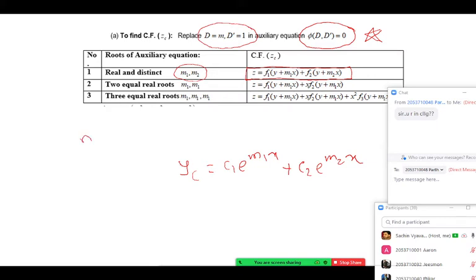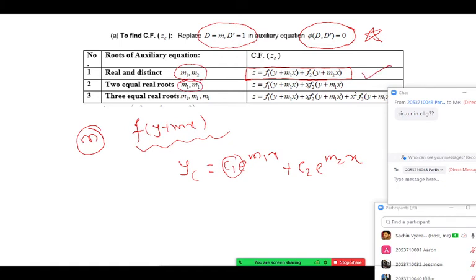So suppose m is a root. Then f of y plus mx is a constituent of the complementary function. F is an arbitrary function here. Just remember that an arbitrary function will come there, not an arbitrary constant. So it will take the form f of y plus mx. So if m1 and m2 are the roots, we should write its complementary solution as f1 of y plus m1x plus f2 of y plus m2x. That is the first case.